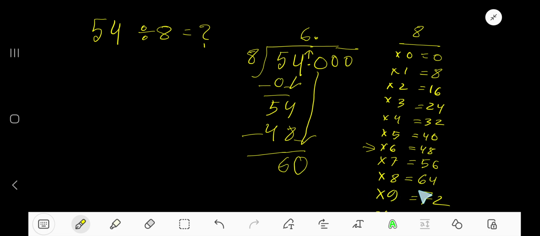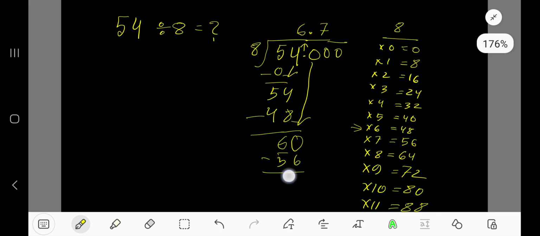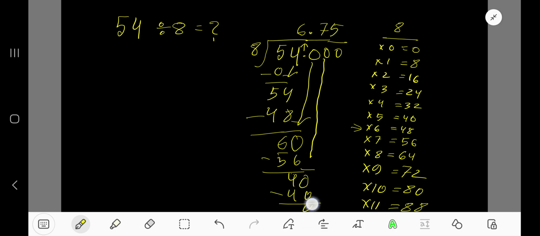8 goes into 60 how many times? 7 times. 7 times 8 is 56. Subtract, we are getting 4. Bring down this 0. 40. 8 goes into 40 how many times? 5 times, right? 5 times 8 is 40. Subtract, 0. As our remainder is 0, we are done. Our answer is 6.75.